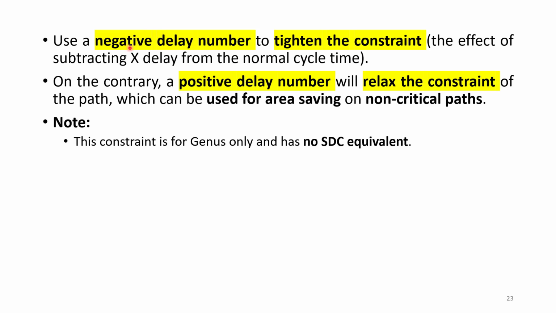Now, if you are setting a negative delay number, it will tighten the constraints, meaning Genus will work more focusedly on that particular path to meet the timing. Whereas if you set a positive delay number, we are simply relaxing the constraints of the path, which can be used for area saving on non-critical paths. So simply, if it is a non-critical path, use a positive delay number. If it is a critical path, use a negative delay number. Note this point: this constraint is for Genus only and has no SDC equivalent.